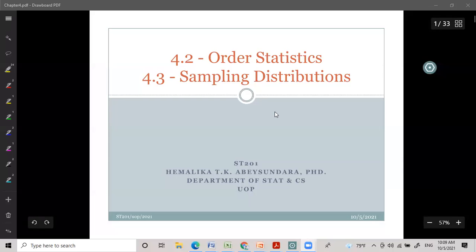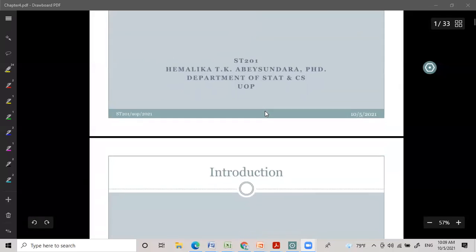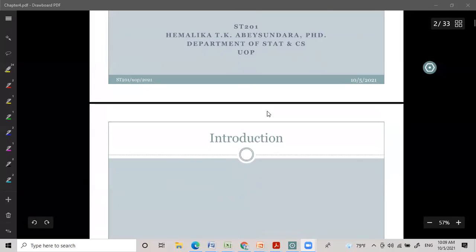Right, so let's look at order statistics today. Have you heard the term order statistics earlier? Well, when you see the term order, you can guess what it is. If you arrange things in order, that is ordering, maybe ranking. Similarly, random variables can also be ordered.